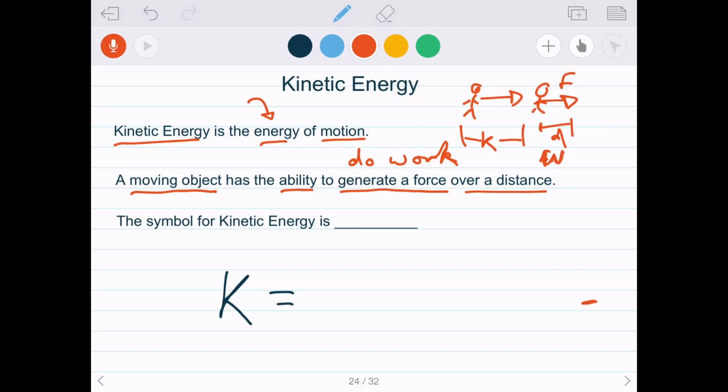Okay? So the symbol for kinetic energy is the letter K. It's a capital letter. And our equation is K equals 1/2 mv squared. Now that's how it's most often written. On your equation sheet, they write the half like this. And a lot of people confuse what's going on. If we're going to be really technical, it should probably be written like this.